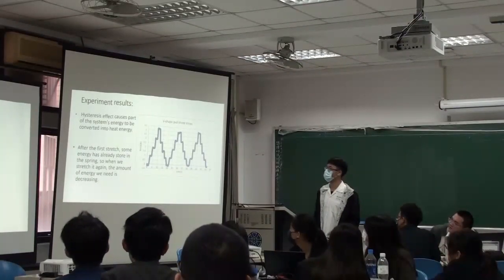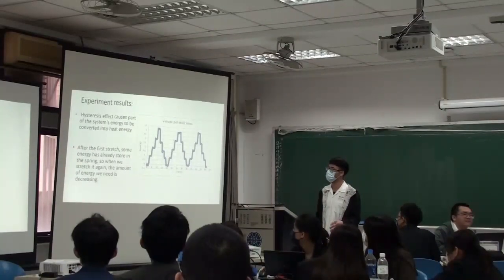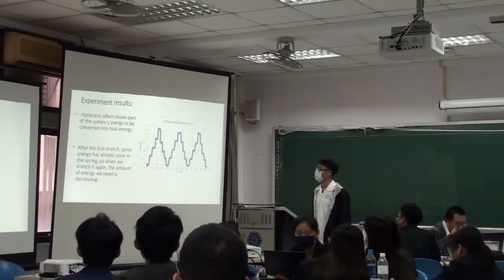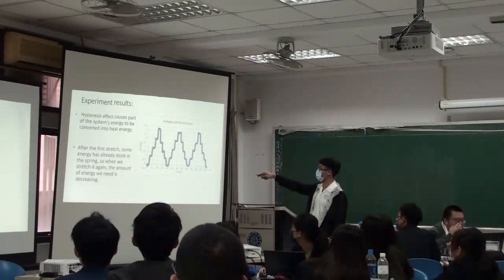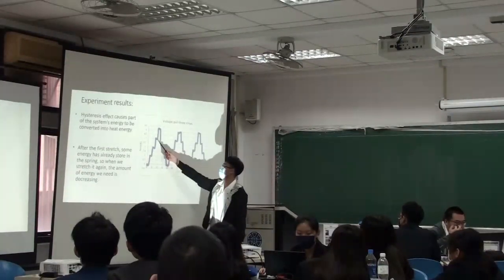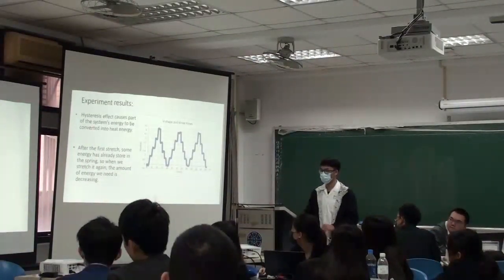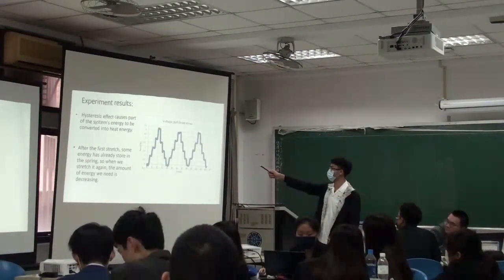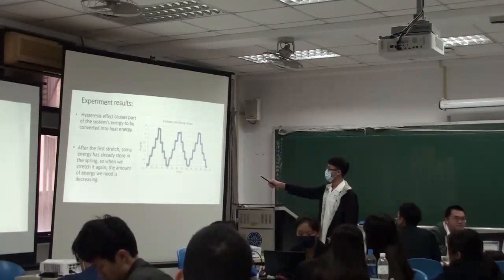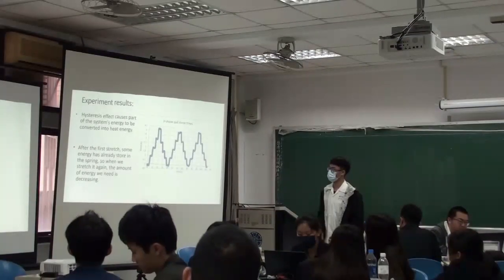We find that hysteresis occurs when part of the substance's energy is converted into heat energy. You can see in this diagram that there is a force gap between this point and this point. But when we do the experiment more times, the hysteresis phenomenon can become inapparent.